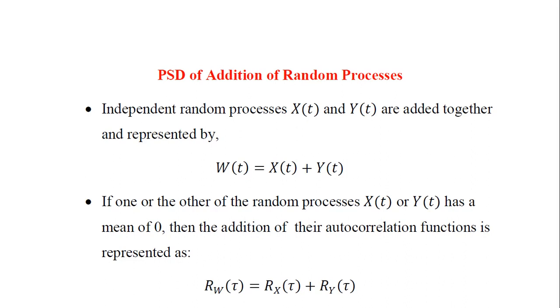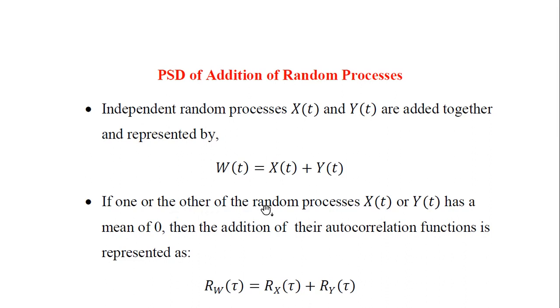We'll see how to obtain the PSD or power spectral density of addition of two random processes. Let us consider two independent random processes, namely x of t and y of t, and we are going to add these together, represented by the equation below. That is, w of t is a third random process created because of addition of two independent random processes x of t and y of t respectively.